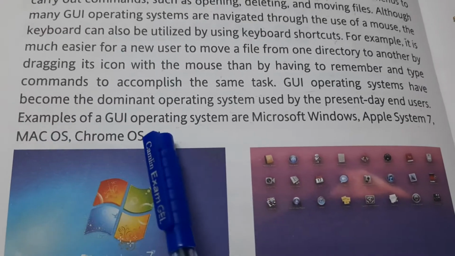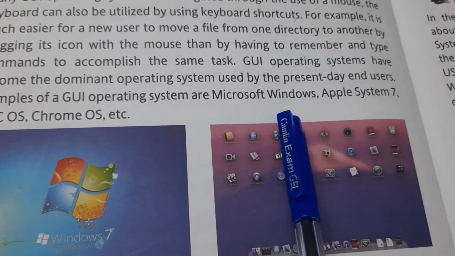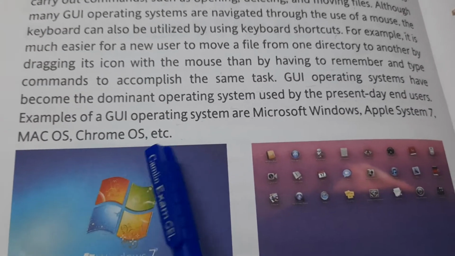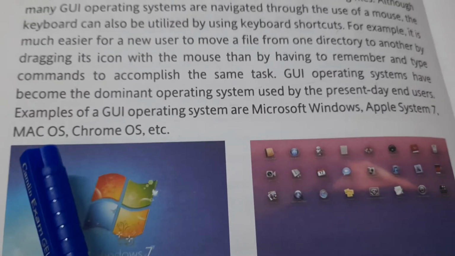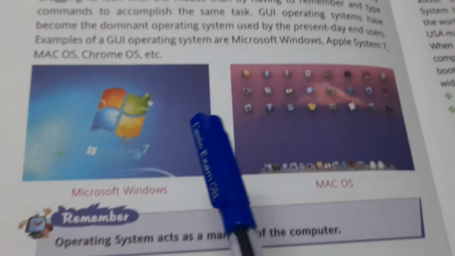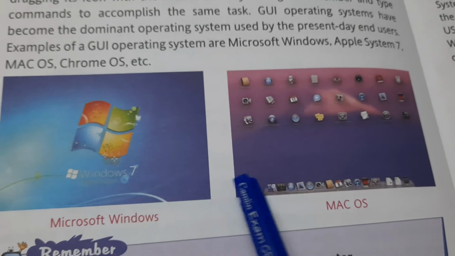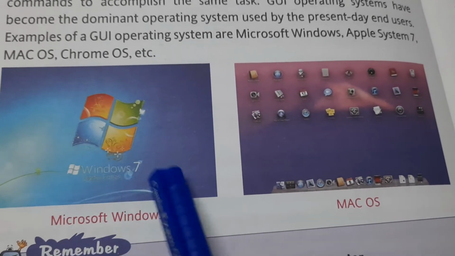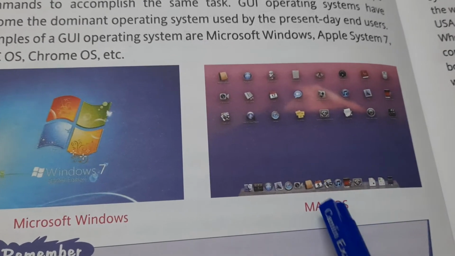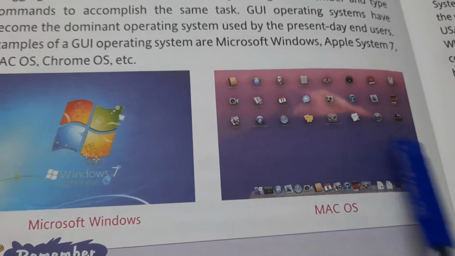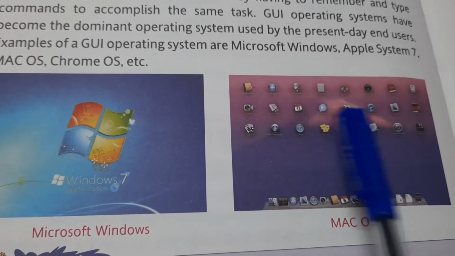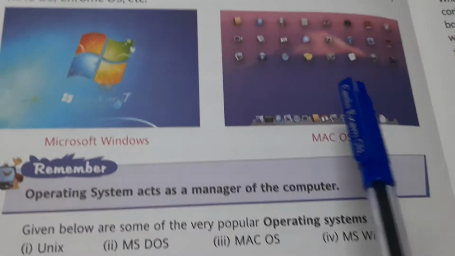Now, examples of a GUI operating system are Microsoft Windows, Apple System 7, Mac OS, and Chrome OS. Okay, Mac operating system and Chrome operating system. These are the examples. Here you can see the screen of Microsoft Windows. I'm sure you must have seen this screen so many times. And this is of Mac operating system. Okay, this is another operating system in which pictures are given and you can do the work using these pictures.